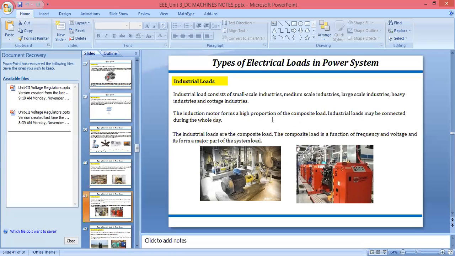So the induction motor forms a proportion of the composite load, and industrial load may be connected during the whole day. So we can say here industrial load can be used continuously, and for more hours as compared to the commercial and the domestic load. And these are composite loads, because composite load is a function of frequency and voltage, and these are the major part of the system in which we are using the concept of voltage and frequency. So these are the industrial load.